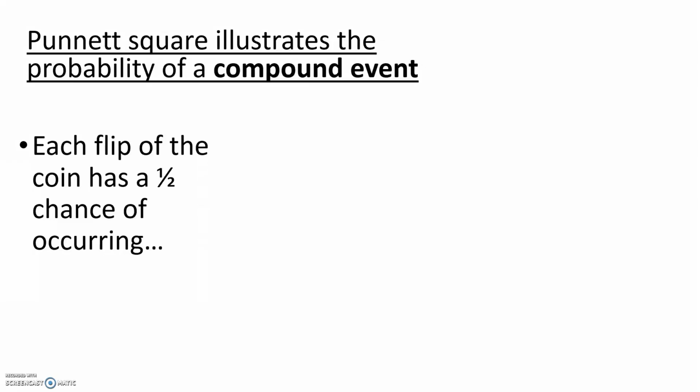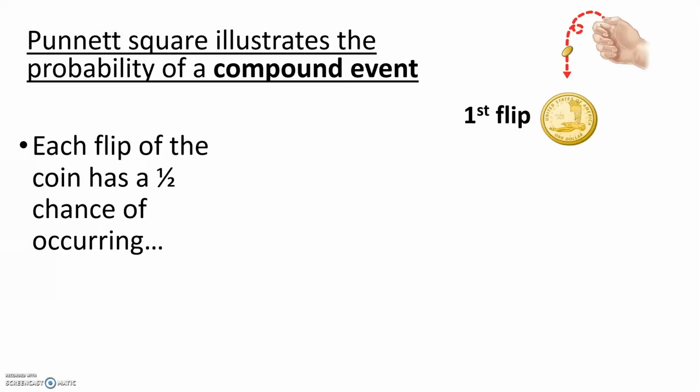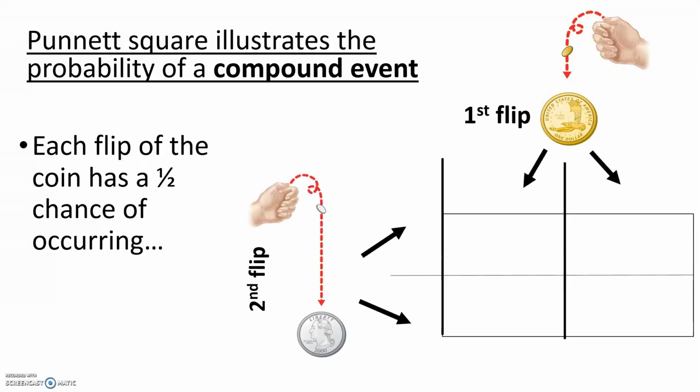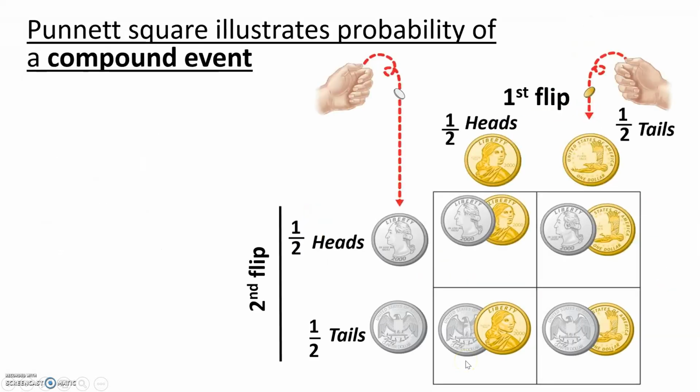So when we look at this, how can we find some sort of way to illustrate this process? And this is where something called the Punnett square comes into play. This is going to show us the probability of that compound event occurring. So we take our scenario here with the flip of a coin. It has a 1/2 chance of occurring on the first flip. And then we do a second flip over here. And we can take the probability for each flip, heads or tails, and put them on either side of this Punnett square that we see right there.